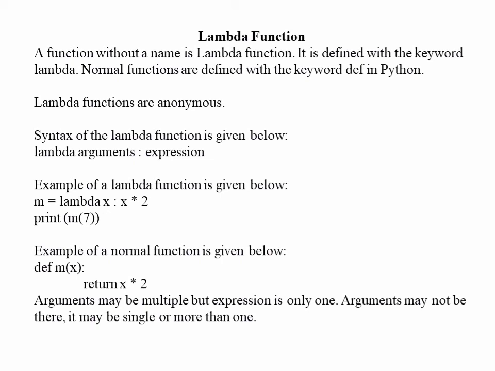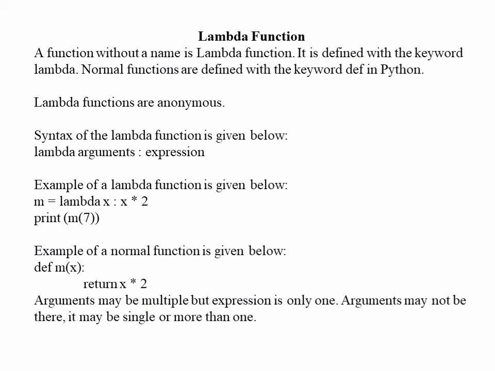Here you don't have any name. You just write lambda, and the function body is given here. So if I write print(m(7)), it is sending 7 to x. So the answer will be, not 7 square, but 7 multiplied by 2, 7 asterisk 2.